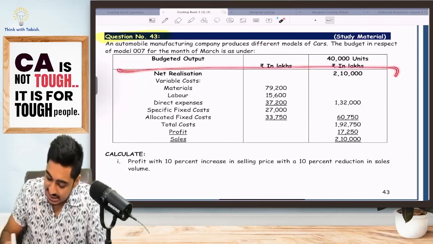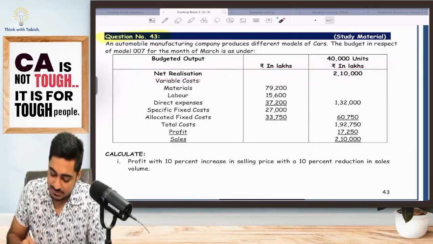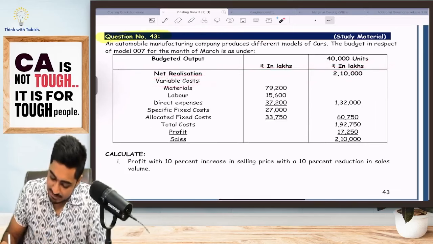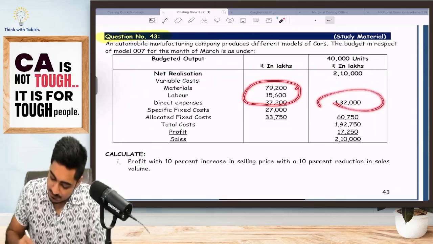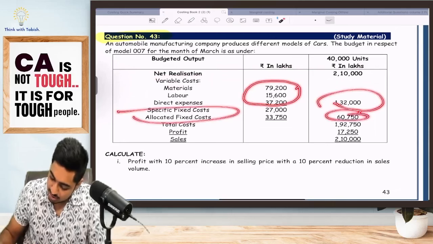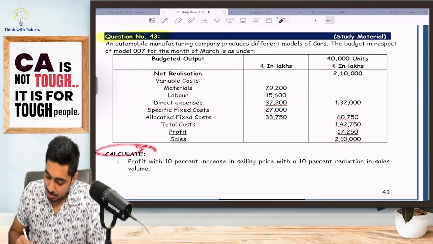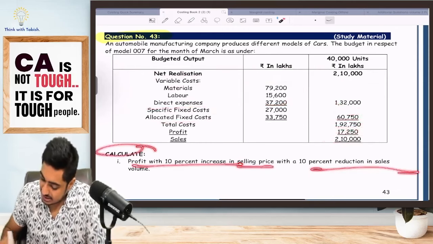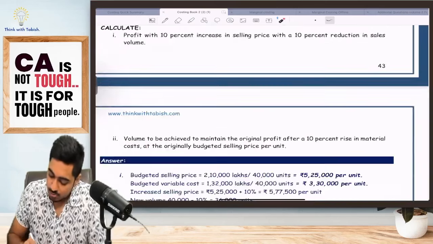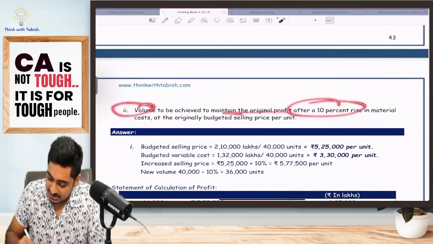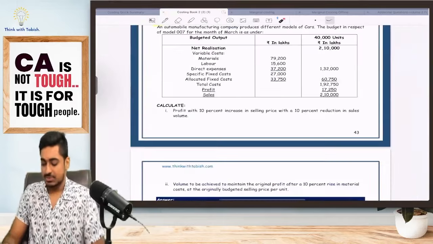Net realization: ultimately, how much did I get? 2,10,000 in terms of lakhs. Variable cost is given: material, labor, expense. Fixed cost is given. Total cost is given. Profit is given. Sales is given. Calculate profit with 10% increase in selling price and 10% reduction in sales volume. Volume to be achieved to maintain original profit after 10% rise in material cost at originally budgeted.